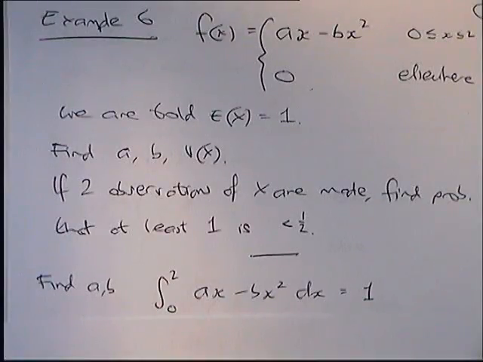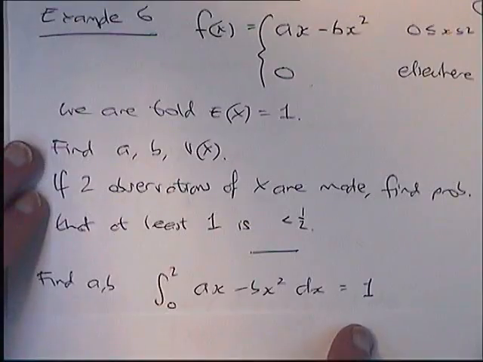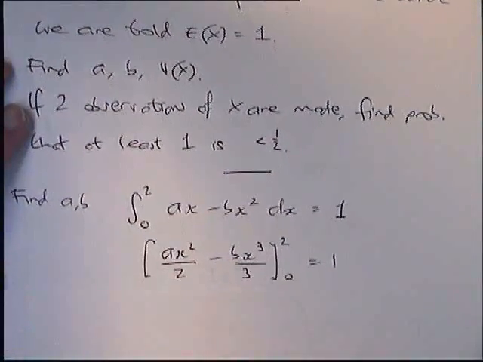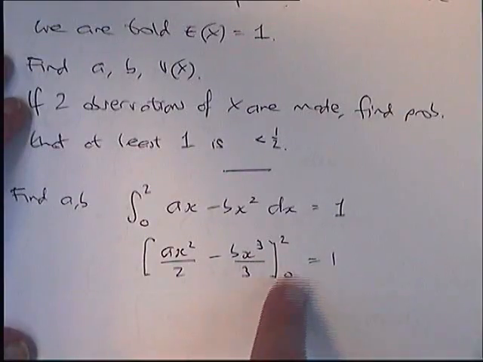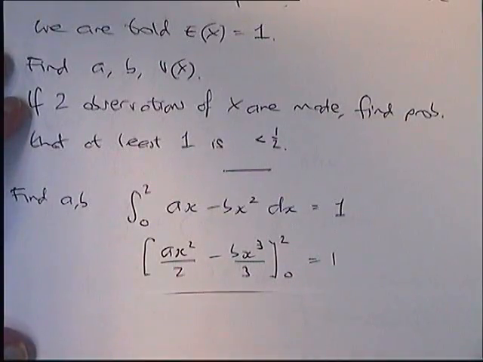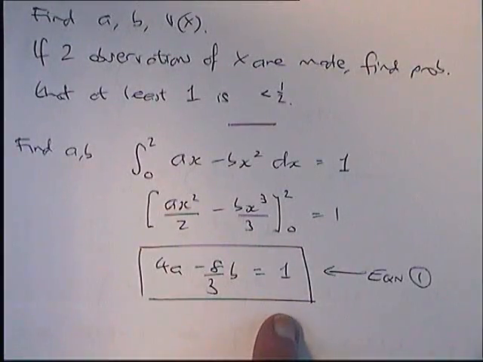Going through this example, we said, first of all, we will just integrate the function between our limits in the knowledge that that will equal 1. So if you integrate the function, this is what you get. Substitute the 2 and the 0 in. When you put 0 in, you'll get nothing. You only get something from the 2. And you get this equation here. Let's call that one equation number 1.